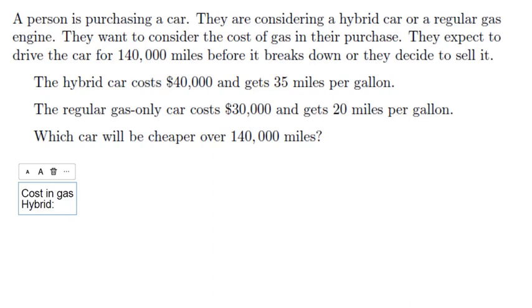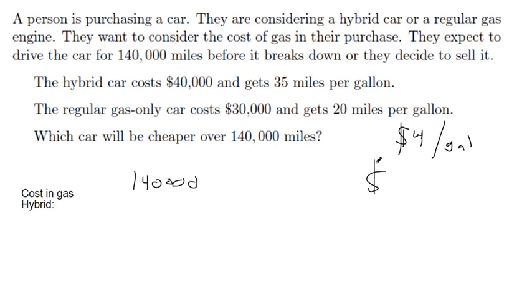To do that, we're going to find out how many gallons we need. Sorry, further on down it tells us how much it costs per gallon. So that's another piece of information we need. Okay, the hybrid car. So we got 140,000 miles. What we want to know is dollars. Those are the end units we want. We're talking about costs for each of these. So it's 140,000 miles. We need to convert this into dollars.